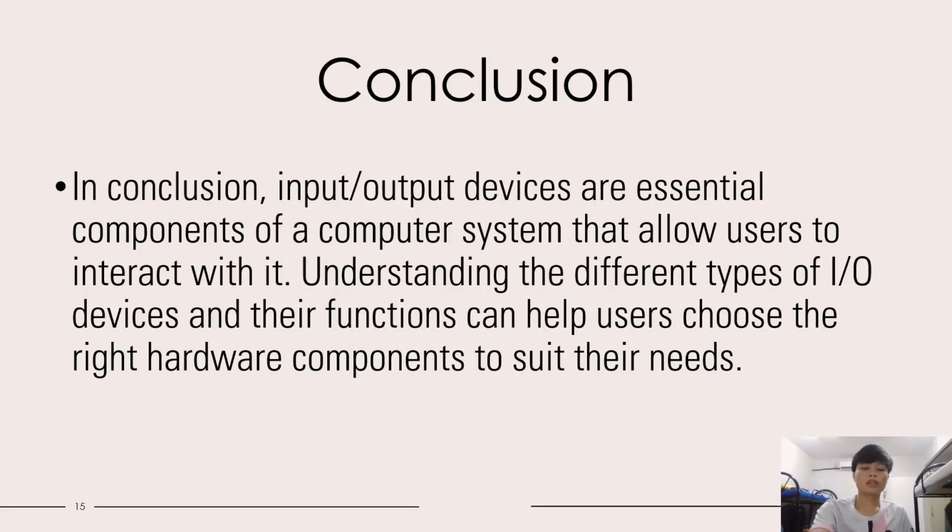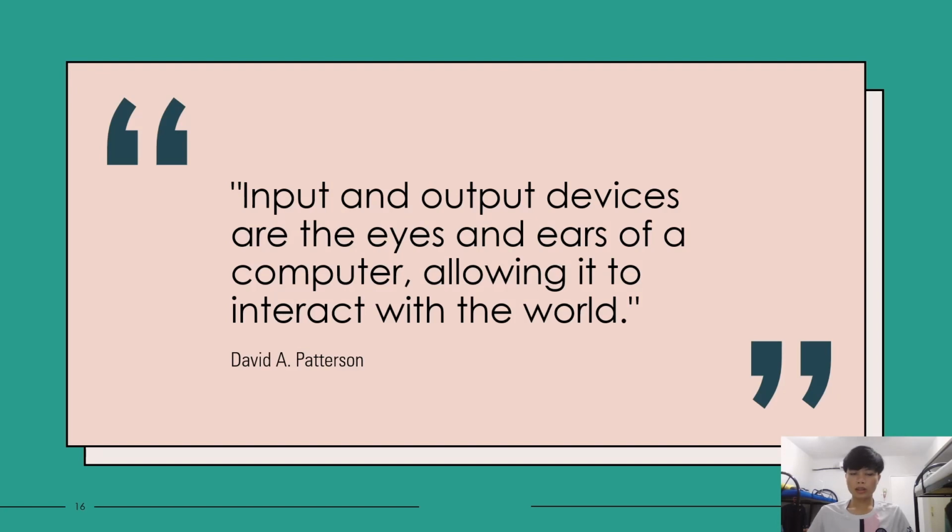So, conclusion. In conclusion, input and output devices are essential components of a computer system that allow users to interact with it. Understanding the different types of input-output devices and their functions can help users choose the right hardware components to suit their needs. So, this is a quote from David F. Peterson: Input and output devices are the eyes and ears for a computer, allowing it to interact with the world.